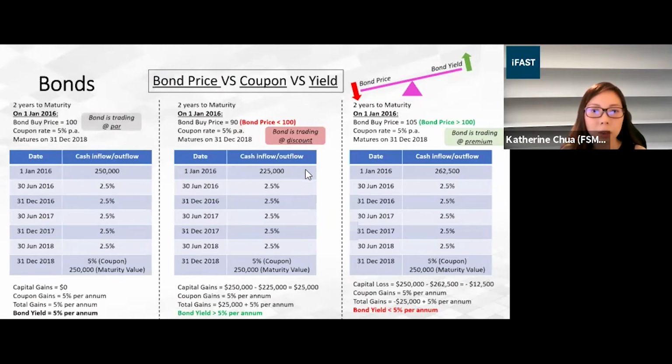Then the second scenario is when you are buying the bond at a discount. Discount means that instead of trading at par, which is at 100, the bond is trading at less than 100.